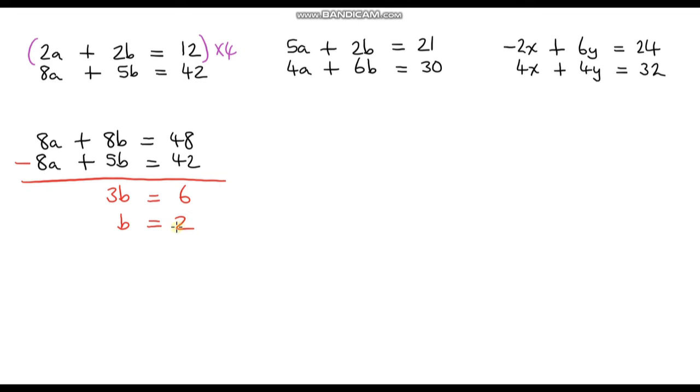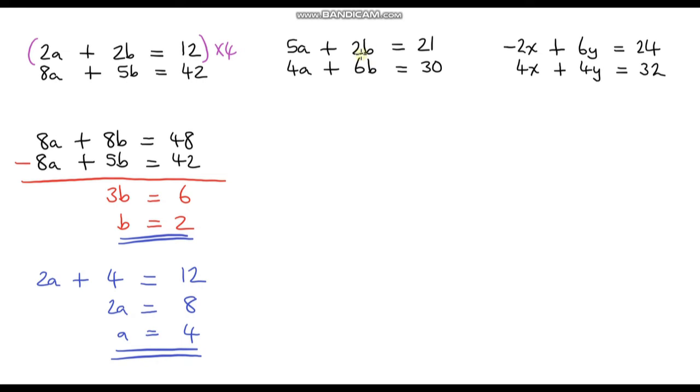Now let's find the value of a. I'm going to substitute it in to the top equation. So we've got 2a plus 2b. Well, we know b is 2, so 2 times 2 is 4. And that equals 12.